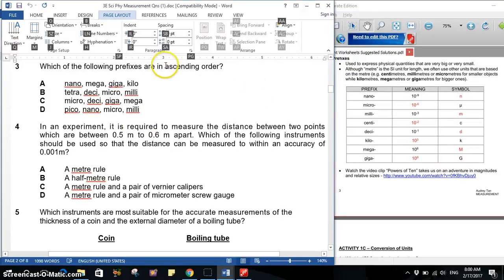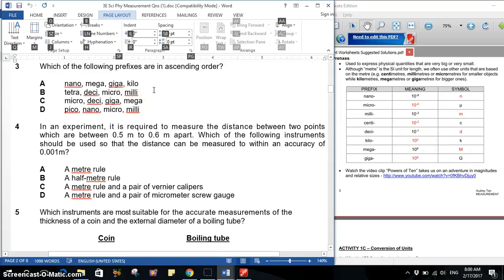Question 3, look at ascending order. Ascending means getting bigger and bigger. So let's take a look at answer A. Nano is here, -9. Mega is 6, yes, it's getting bigger. Giga is 9, so it's still getting bigger, but the last one killed this effect because it is kilo, which is power 3.